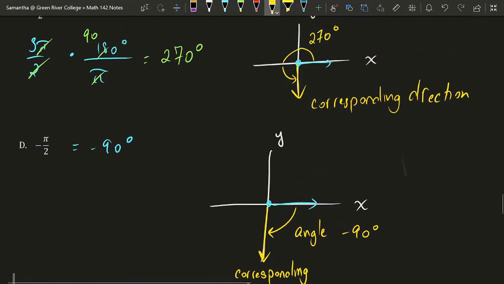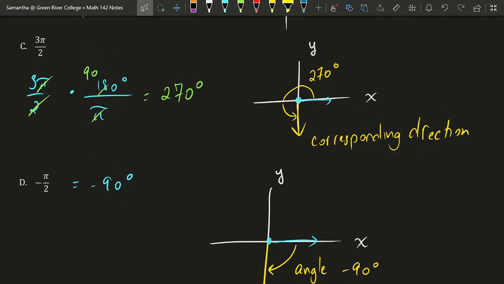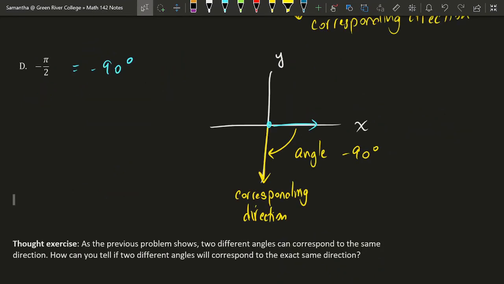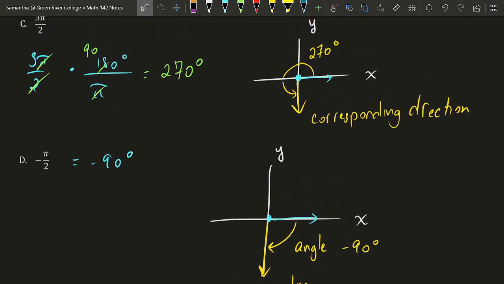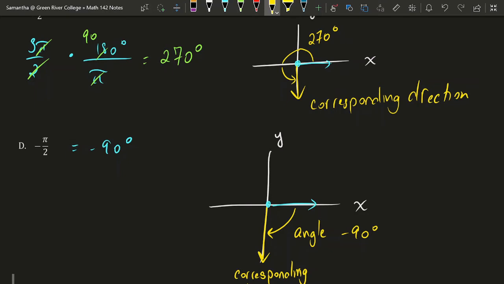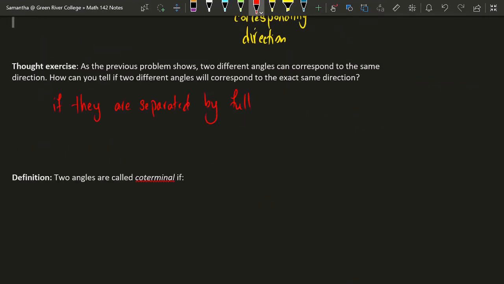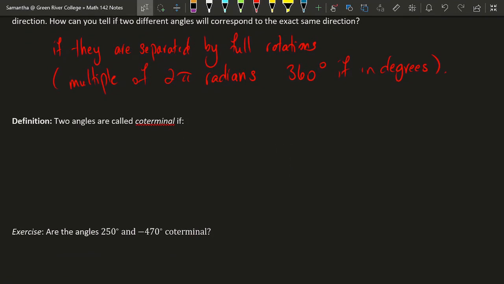Now what's interesting about exercises C and D is that even though we had 2 different angles, they corresponded to exactly the same direction. It's just that the way that we got to that direction was different. In my opinion, the easiest way to tell if 2 angles will point in the same direction is to see if there's going to be a full 360-degree rotation between the 2 angles. Two angles corresponding to the same direction are called coterminal.